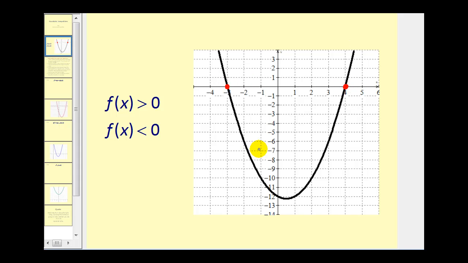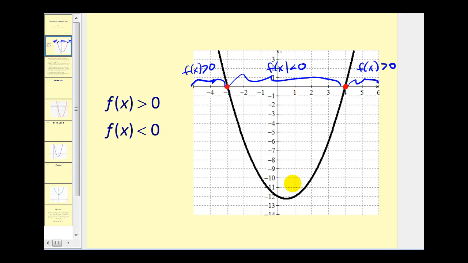That means everywhere else the function must be either positive or negative. And if it's above the x-axis, the y-coordinates would be positive. Therefore, the function would be positive and greater than 0. And where the function is below the x-axis, the y-coordinates would be negative. Therefore, the function values would be less than 0. So on the open interval from -3 to 4, the function is less than 0. And to the right and to the left, the function is above the x-axis, and therefore it's greater than 0.